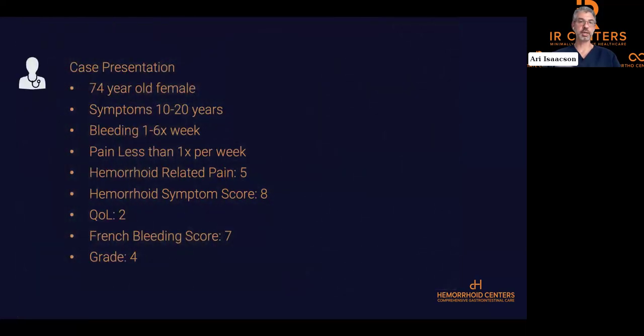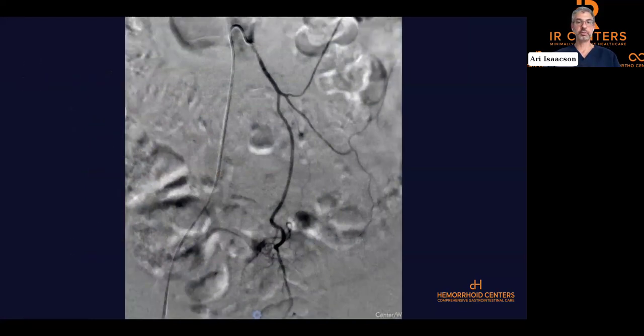So I'm going to show you a case. This is a 74-year-old female, and she's had symptoms for somewhere between 10 and 20 years, and she bleeds quite frequently, almost daily, from her hemorrhoid. Not really painful, but the bleeding is very bothersome. So here's images from her case.